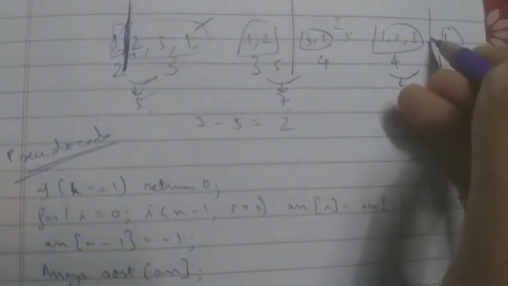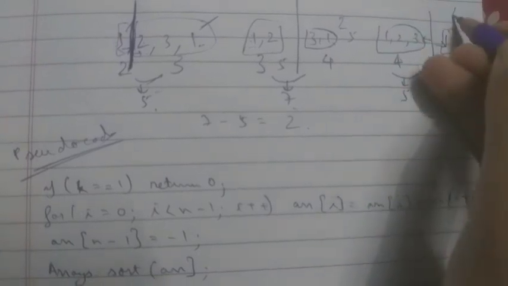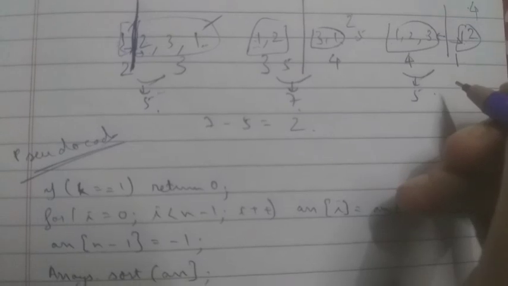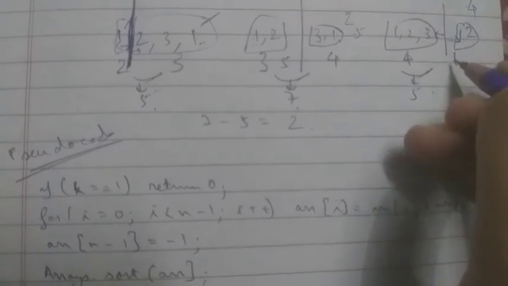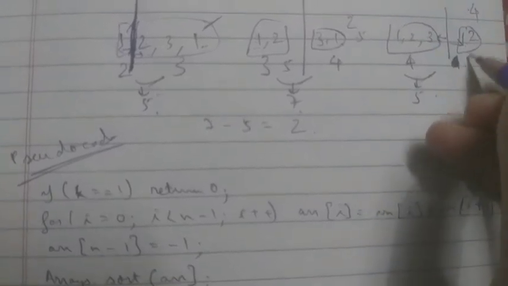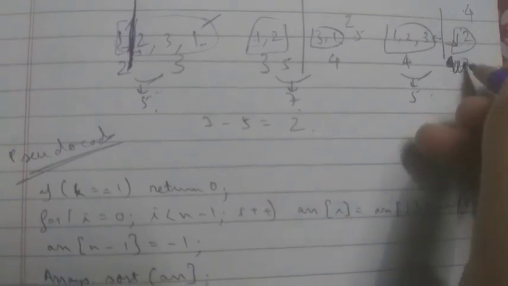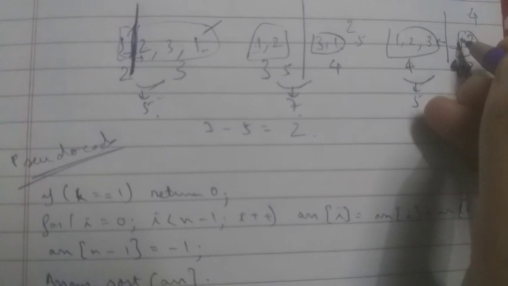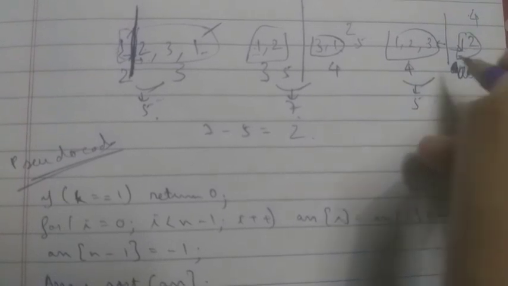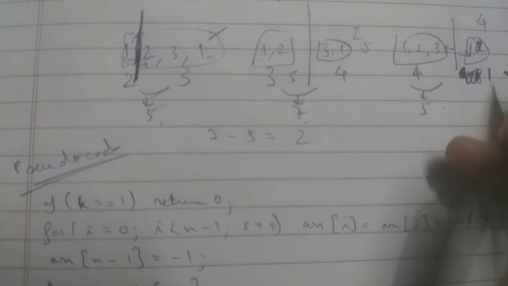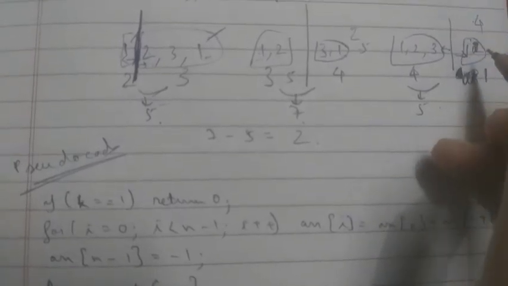Now in this partition, this and this element, so 3 plus 1 is 4, and 1 plus 1 is 2. I'm really sorry, this shouldn't be 1. This should be 1 plus 2, that is 3. The array should be 1 2 3 1. Oh no, this should be 1. This should be 1. So okay.